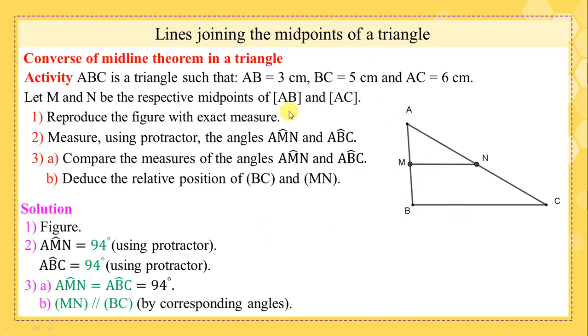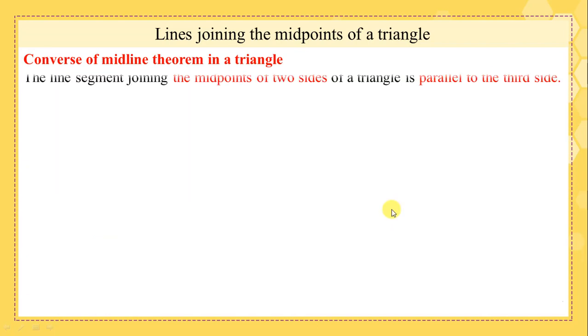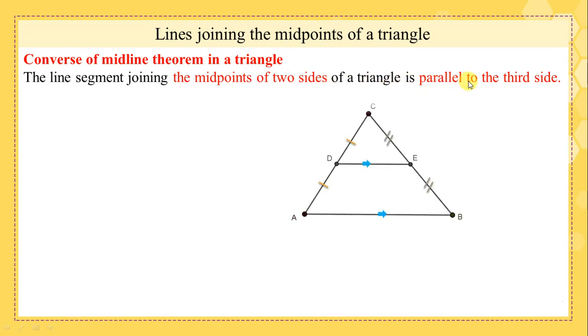So what is the conclusion from this activity? What do we notice? First, we have two midpoints. The first midpoint here and the second midpoint here. We have two midpoints of two sides of a triangle. We concluded that MN is parallel to BC. Converse of midline theorem in a triangle. The line segment joining the midpoints of two sides of a triangle is parallel to the third side.